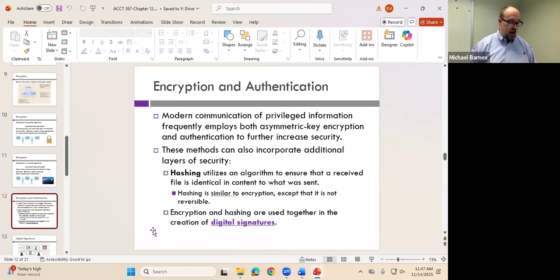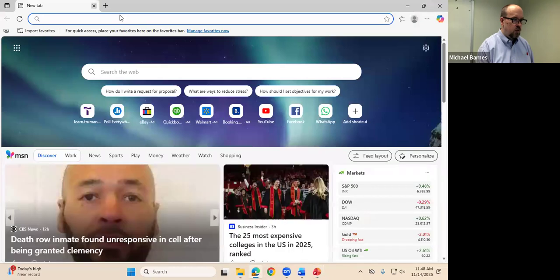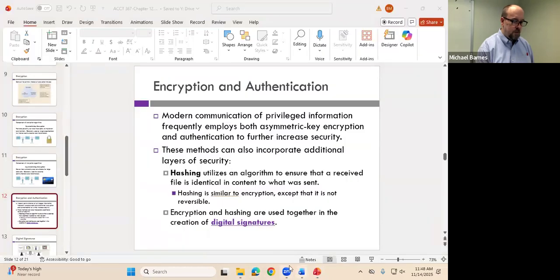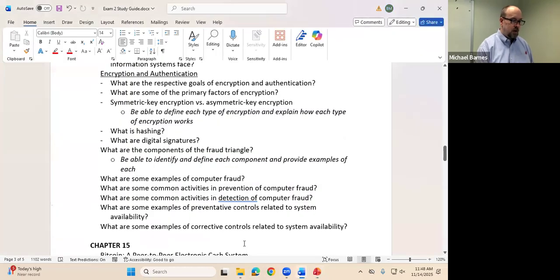As everybody should know, I am a former forensic accountant, so I love talking about fraud. And we did talk about fraud in this chapter. I did say, what are the components of the fraud triangle? Oops, I'm just randomly opening things now. Okay, that's what happens when you get older.